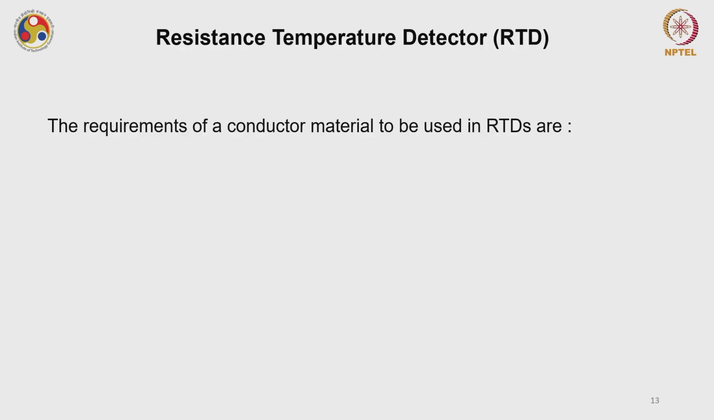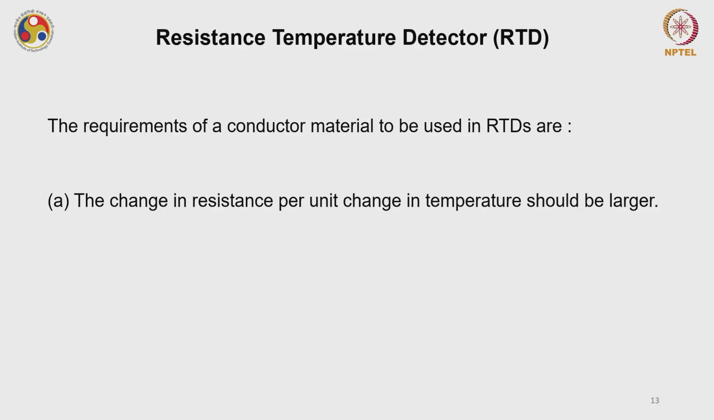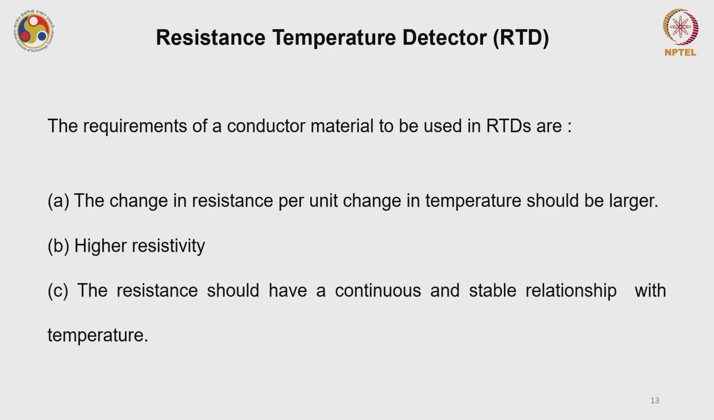So what are the requirements of a metal to be eligible for RTDs? The requirements of a conducting material to be used in RTDs are: the change in resistance per unit change in temperature should be larger. So if there is a small change in temperature, the change in resistance should be even larger. The resistivity should of course be higher. The resistance should have a continuous and stable relationship with temperature, and it will ensure a large dynamic range for these RTDs.